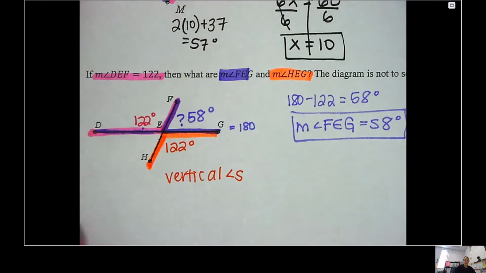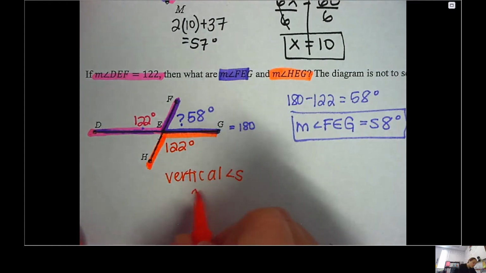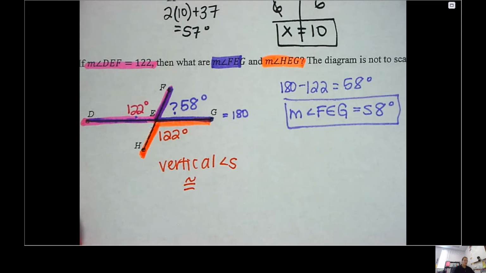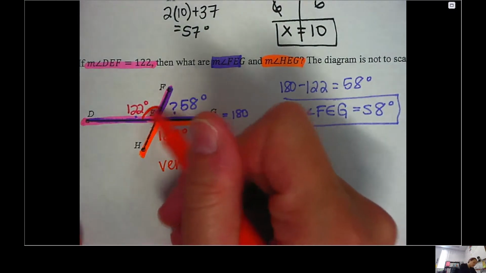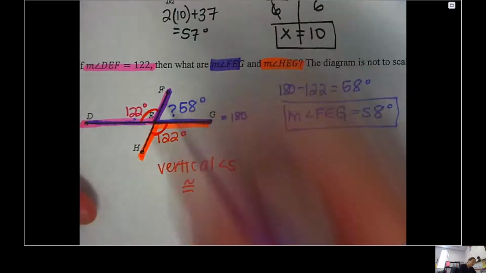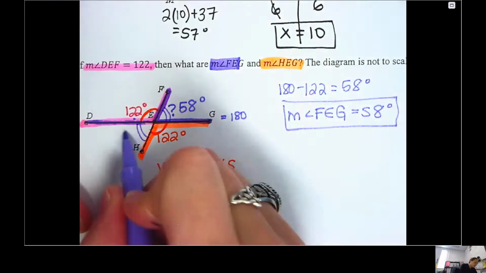These two angles here that make an X and are across from each other are called vertical angles. And remember, vertical angles are congruent. This is the symbol for congruent. That means they're the same size and the same shape. So look at this. This angle here is 122. This angle here is 122. That means this angle here is 58 and this angle here is 58.